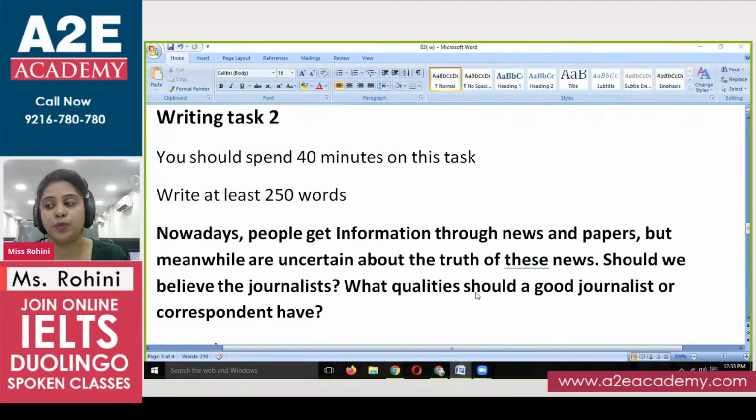in BP1 and BP2. Okay, so let's see क्या है question, क्या है situation. Nowadays, people get information through news and papers, comma, but meanwhile are uncertain about the truth of these news. Should we believe the journalists? What qualities should a good journalist or correspondent have? So this is the question.